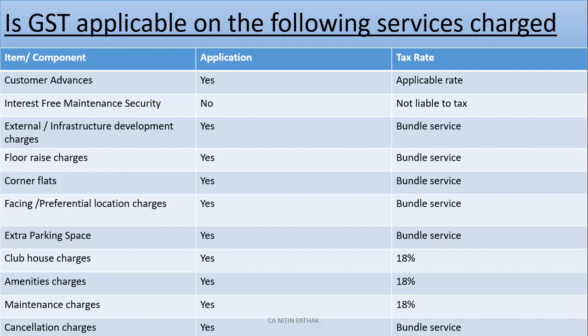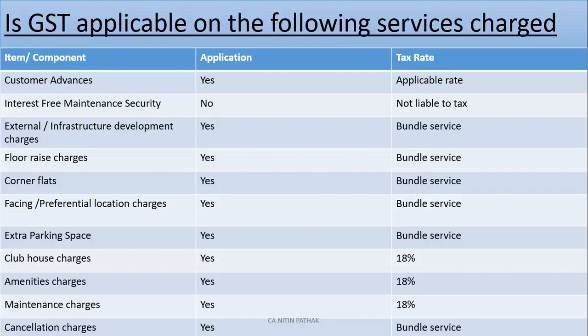Now, when you pay an advance to a builder or a developer, it would be liable at the applicable rate. What is the applicable rate? Affordable, non-affordable, commercial. This is the rate that would be applicable. Interest-free maintenance security deposit: sometimes they collect it directly in the cooperative society's name, sometimes the builder takes it, and when the society is formed, they hand it over to the society. It will not be liable for GST.